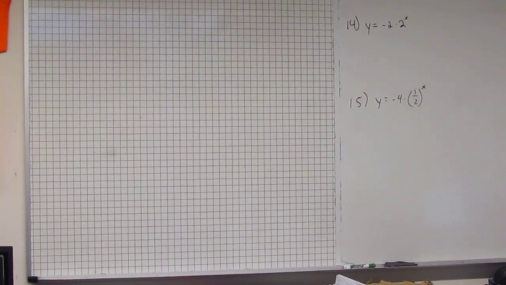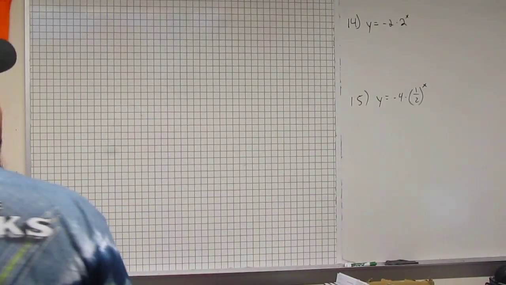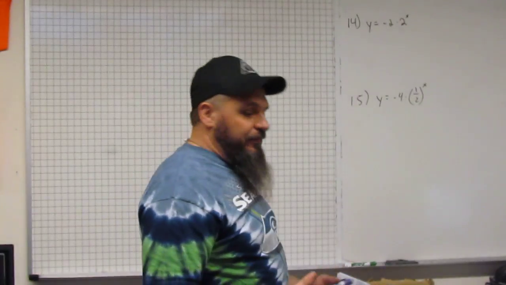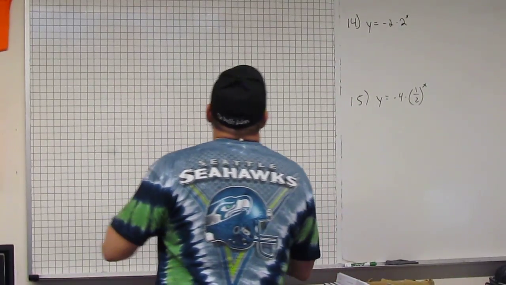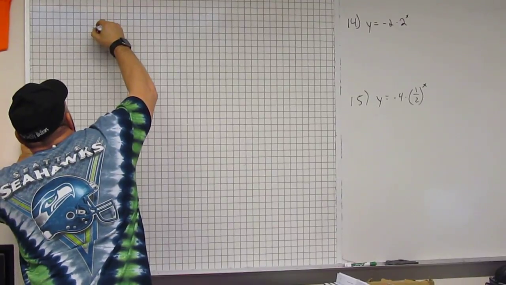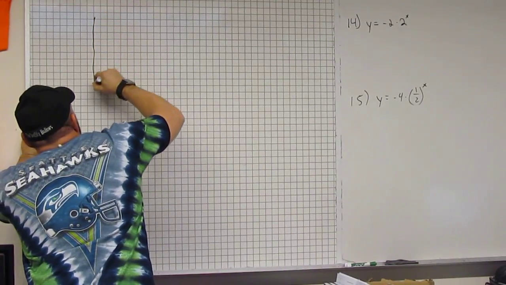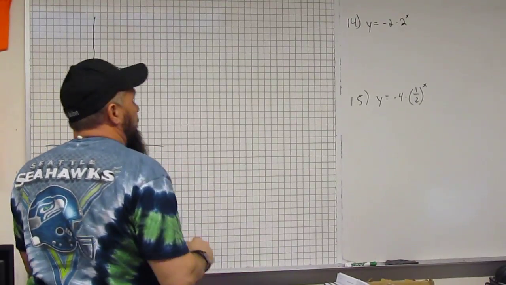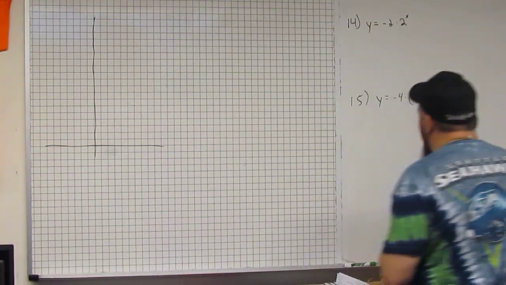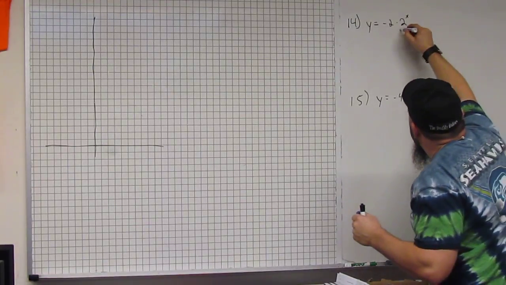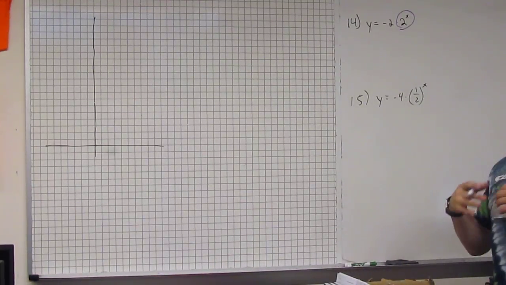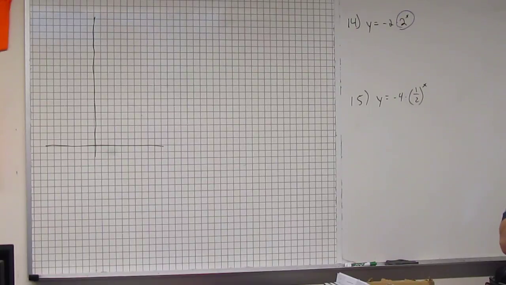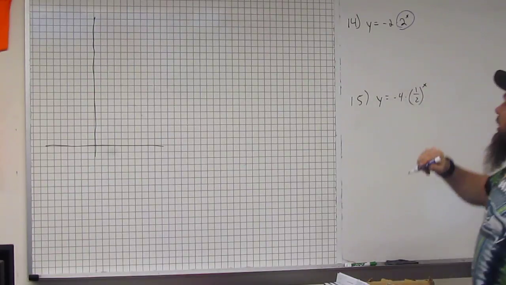All right, we got number 14. We're graphing it. You just kind of look at this graph real quick. Whoa. It's growth, right? We know it's growth. How do we know it's growth? Because the x is on a number bigger than 1, right? So it's going to grow.